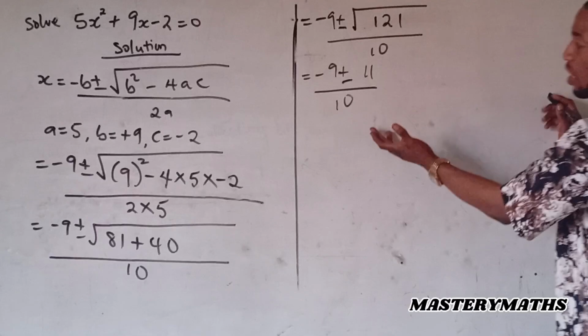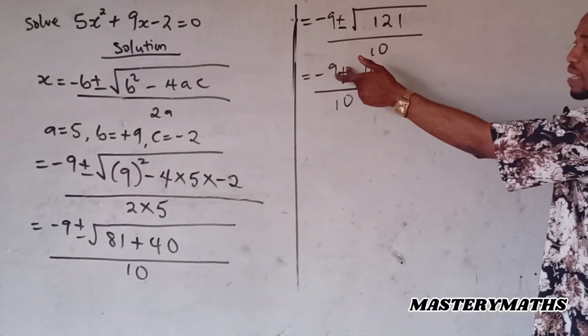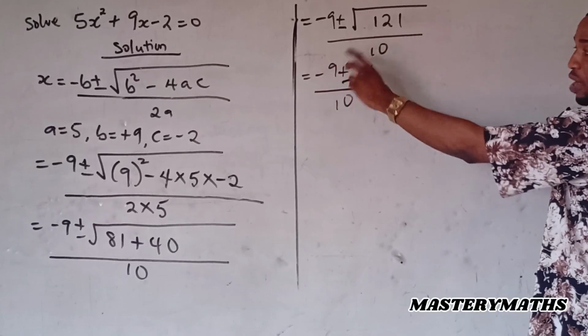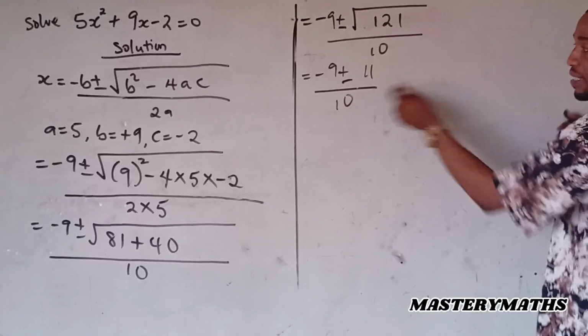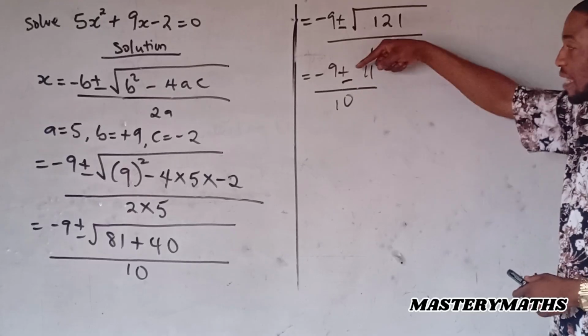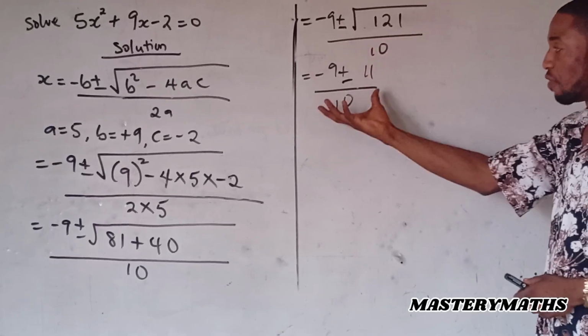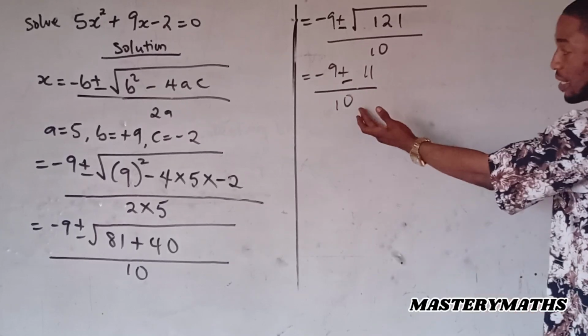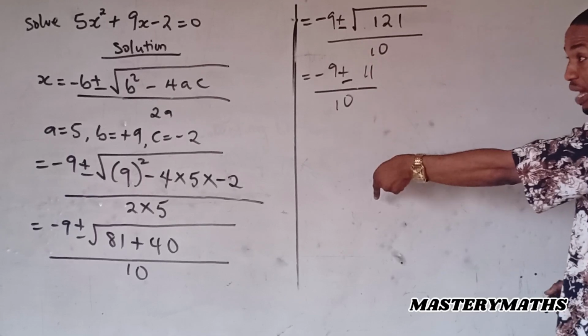So if you watch now, we have two signs here, the positive sign and the negative sign. Minus 9, you have two signs, 11 over 10. Now, it simply means that we share these numbers. This sign will take one of the numbers, and the next sign will take the other. We can't leave this like this. We need to simplify further.